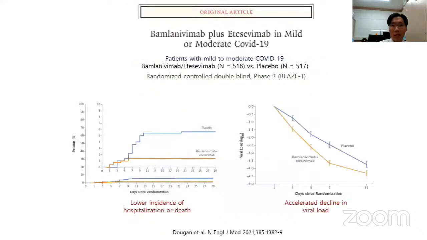However, after that, the combination treatment with bamlanivimab plus etesevimab was also released. As you can see in this table, in this slide, they showed a lower incidence of hospitalization or death rate with the combination treatment. They also showed an accelerated decline in viral load with this combination treatment.